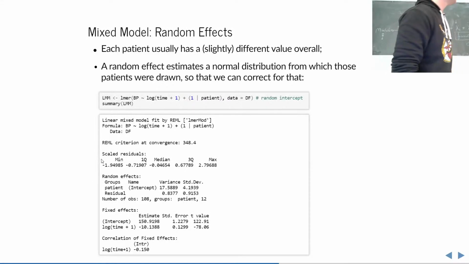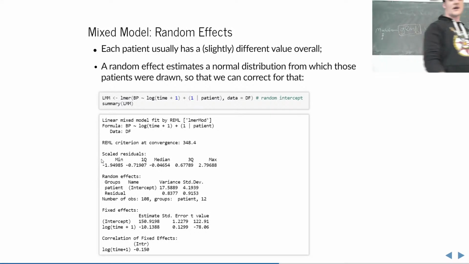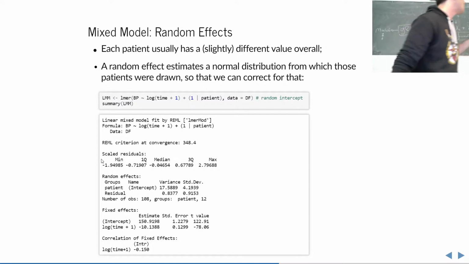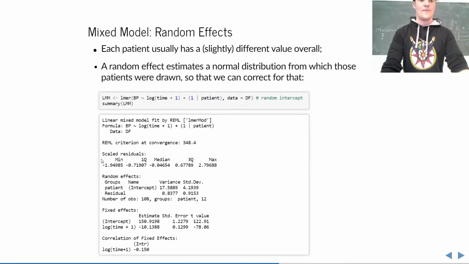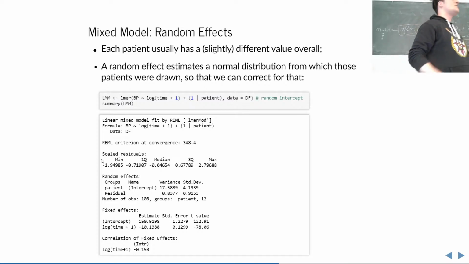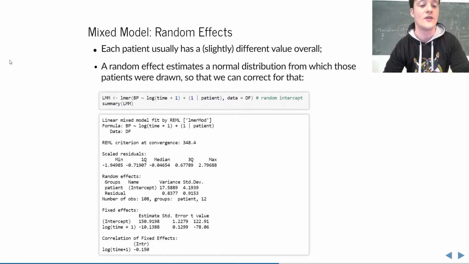This is what a linear mixed effects model looks like. I will go over this completely, but I cannot make it much smaller, so I'll just read out loud what I'm looking at. So every patient has a slightly different value overall, and by estimating this random variance, we're going to correct for that. That's the idea. Well, how can you do that?